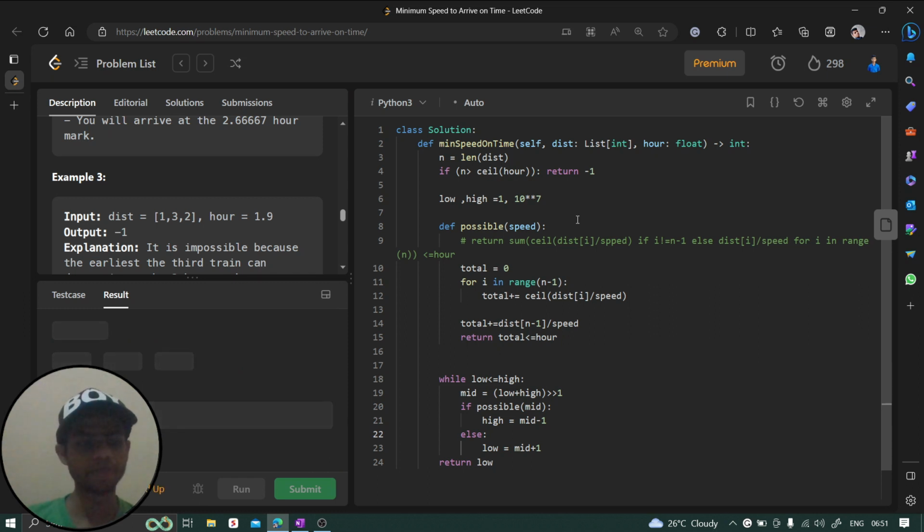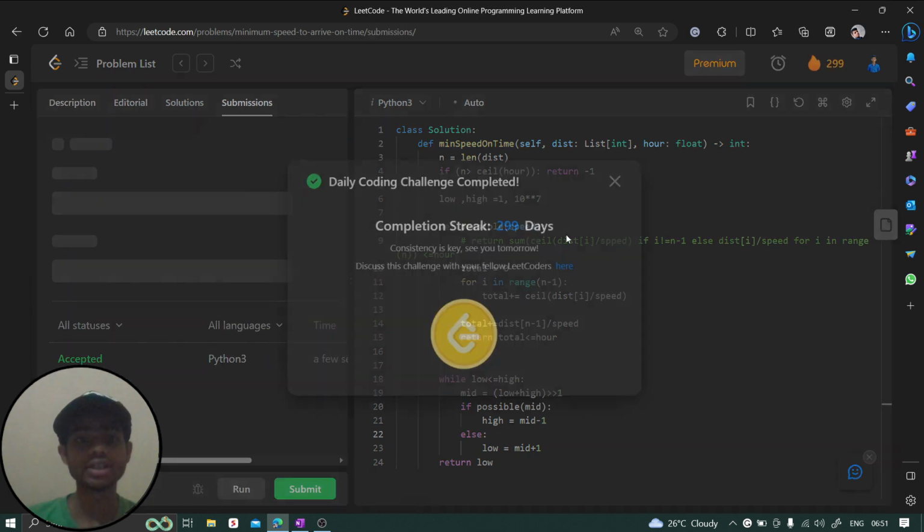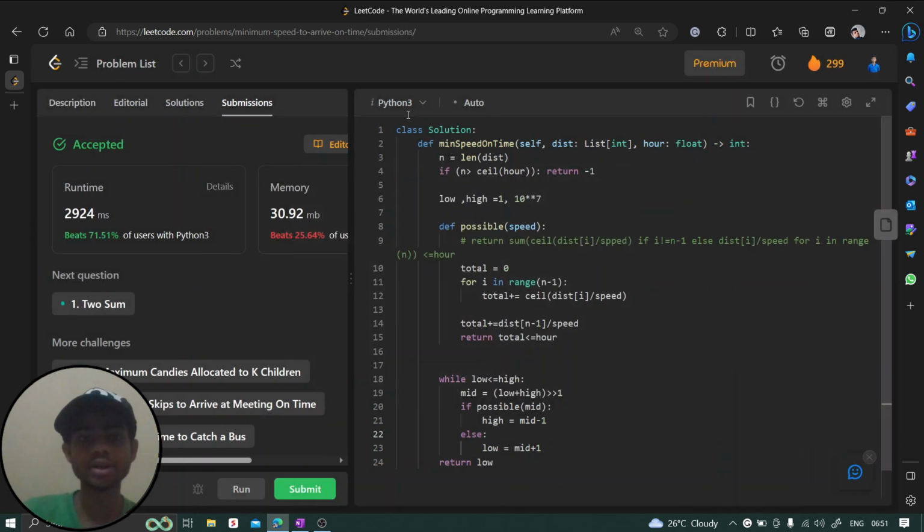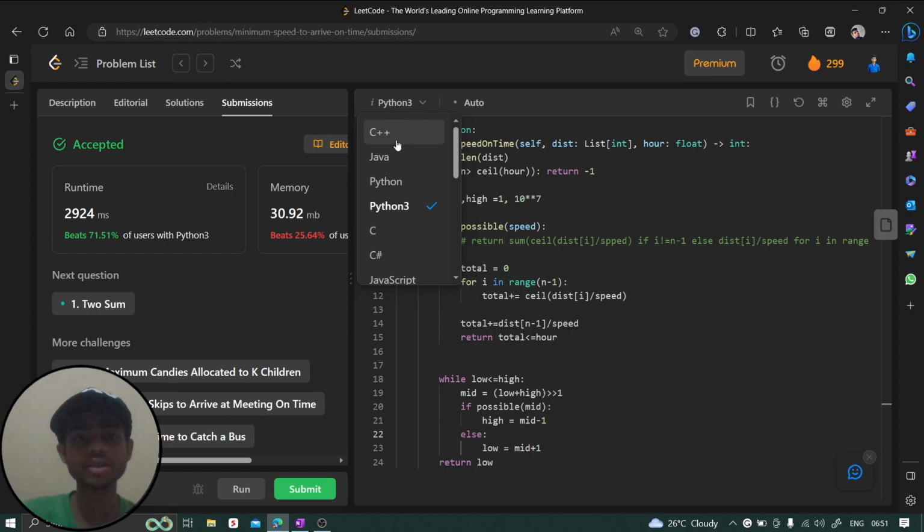So I hope it should work, right? So let's see that. So you can see guys, it successfully got submitted. So we have successfully submitted with this one. Now let's move to the next programming language, which is C++.